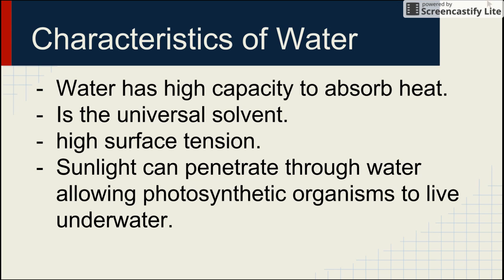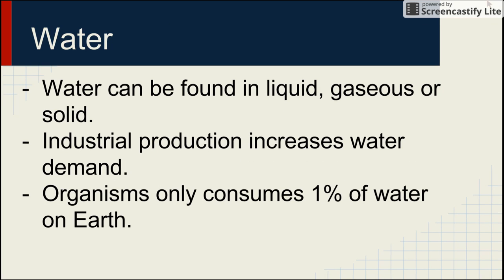Water has many characteristics, such as its capacity to store heat, and it is a universal solvent. Water is capable of dissolving a variety of different substances, which is why it is a good solvent. And water is called a universal solvent because it dissolves more substances than any other liquid. Another characteristic is that it is permeable, so it allows sunlight to pass through and allow photosynthetic organisms to thrive underwater. Water can be found in three main stages: liquid, gas, or solid.